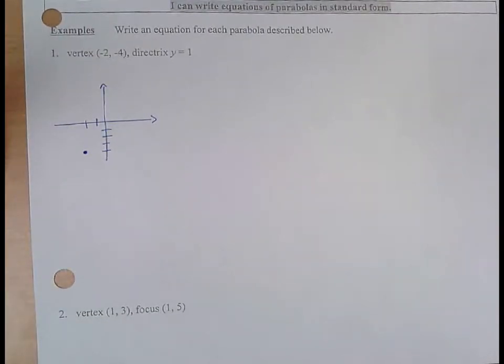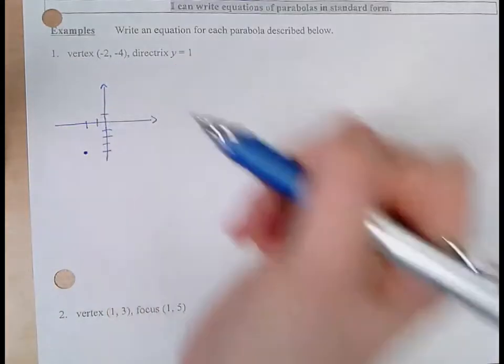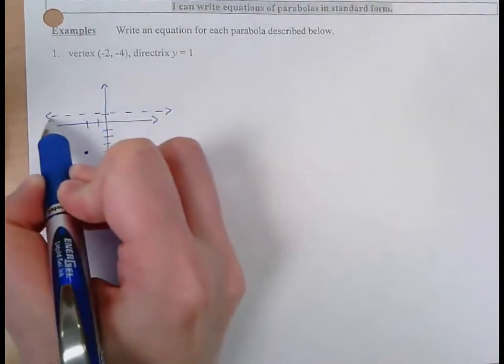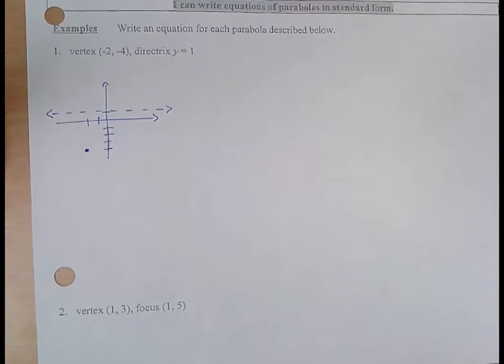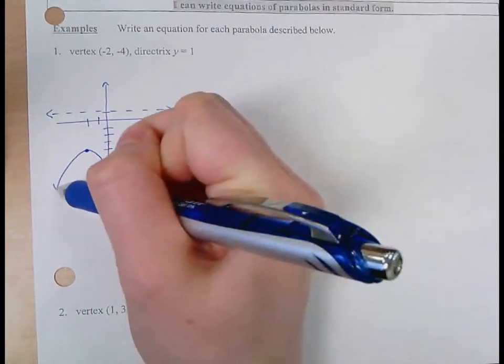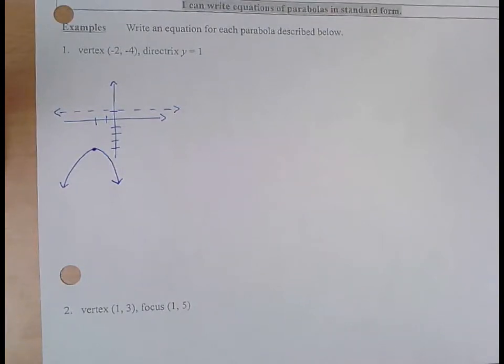And if the directrix is y equals 1, is y equals 1 a horizontal or a vertical line? Horizontal. So it's going to go through the y value 1, but it is a horizontal line. So look at your graphic organizer. Which way would this parabola be opening if the directrix is horizontal and it's above the vertex? It's going to be opening down.